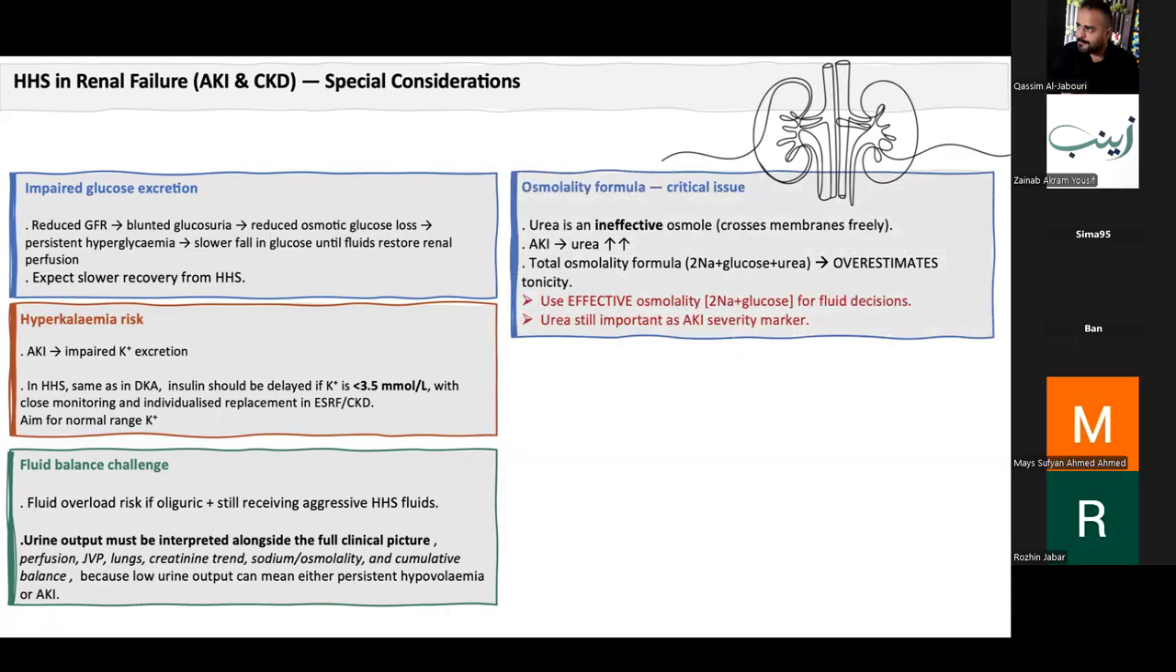So CKD patients tend to have already high urea. So in order to avoid having falsely elevated osmolality and wrongly treating patients with fluids that they do not need, urea is not included in the calculation. The normal formula that we use to calculate osmolality is 2 sodium plus glucose plus urea. But in patients with renal failure, there is the effective osmolality, which only includes sodium and glucose. You don't have to include urea in this calculation.